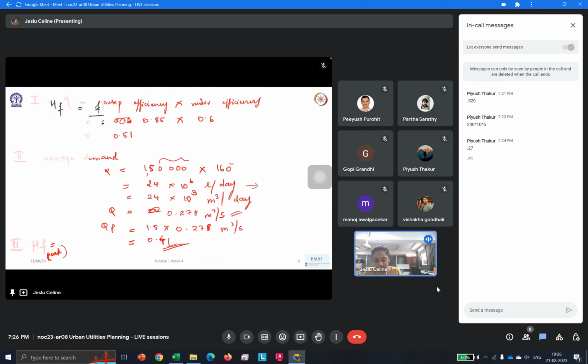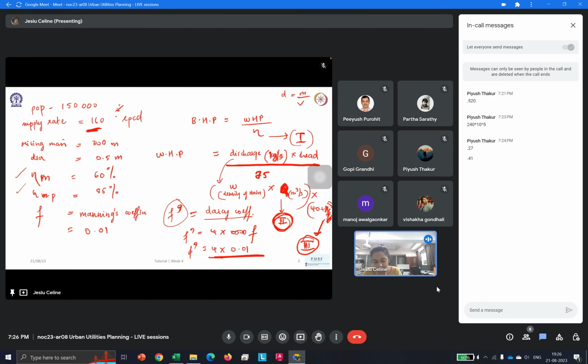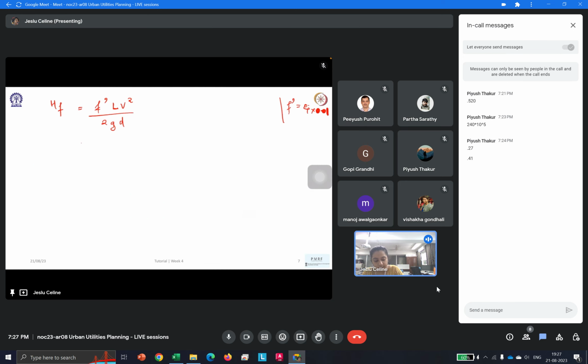Now L is this distance, which we wrote over here, the distance of the rising main. This is L, which is 300 meters. So let's start writing that: 4 into 0.01 into L, which is 300 meters.